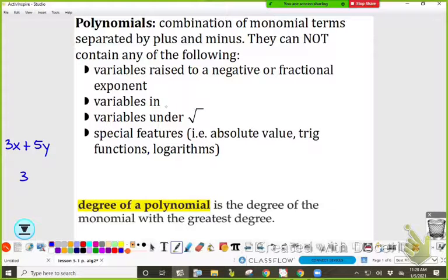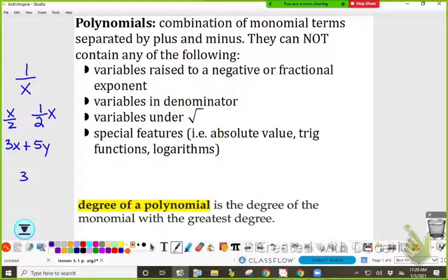You have variables in the denominator. If you have variables in the denominator, that means it is not a polynomial. What I mean by that is if you had 1 over x, if the variable is in the denominator of the fraction, then it is not a polynomial. If the variable is in the numerator or beside it, that's fine. So you could have 1/2 x, or you could have x over 2. That's fine. It's just the variable cannot be in the denominator.